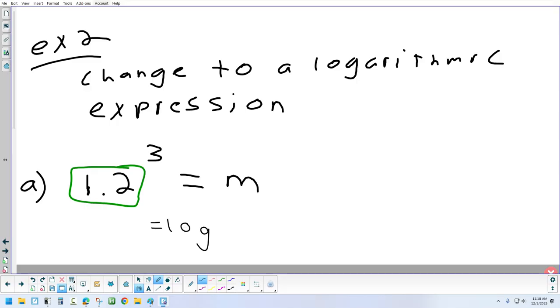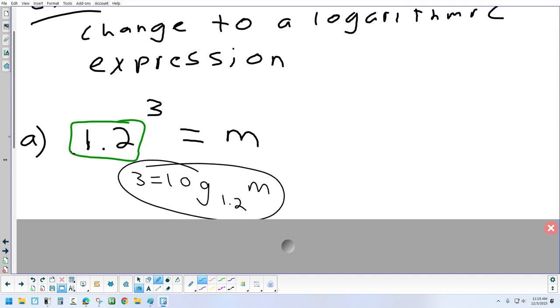Yep. 1.2, because that was the base for the exponential. So the base is 1.2. And logarithms always equal what kind of number? An exponent. What's the exponent here? 3. And the only spot we have left to fill in is the argument. What's the only thing we haven't used that's by itself? M. So that's changing from exponential to log form. Any question on that?